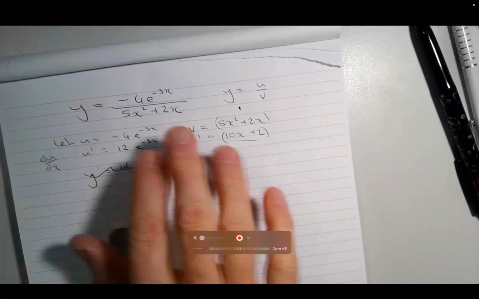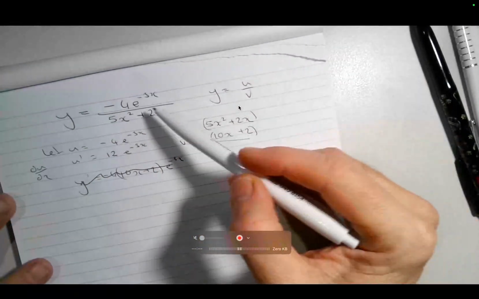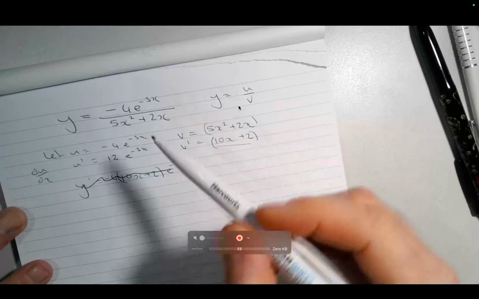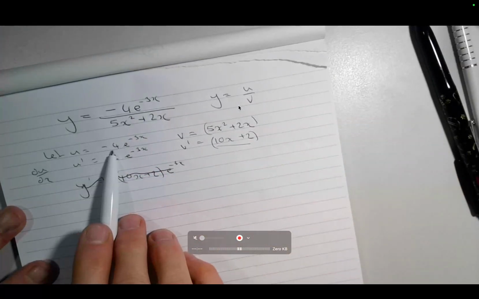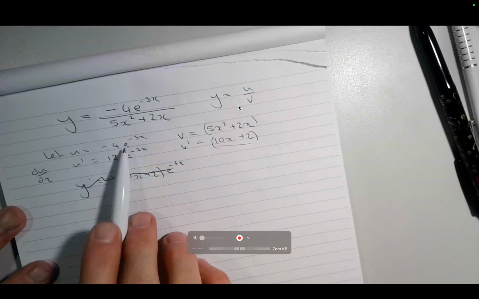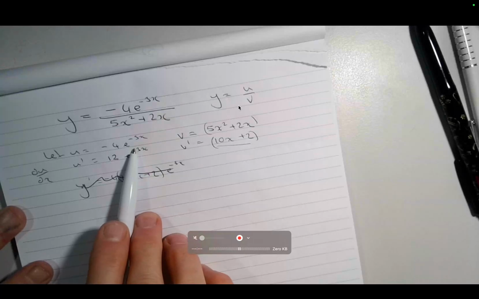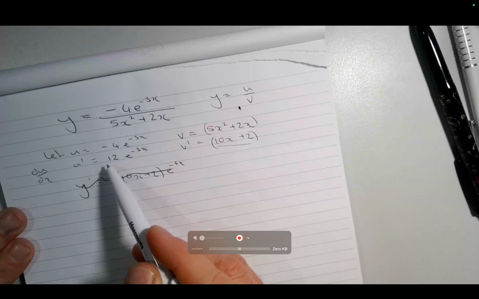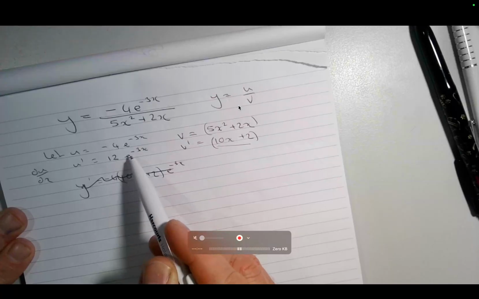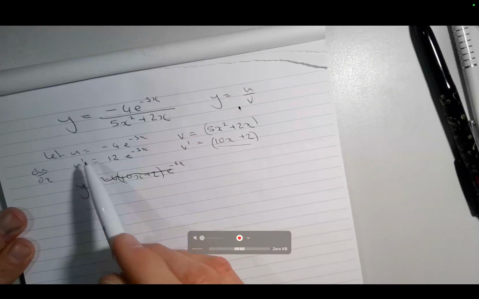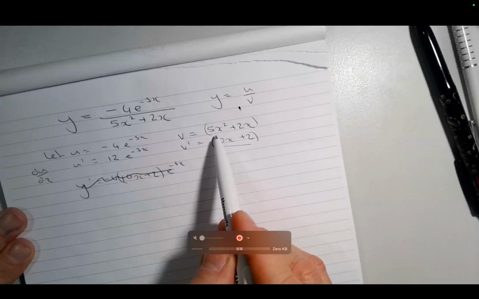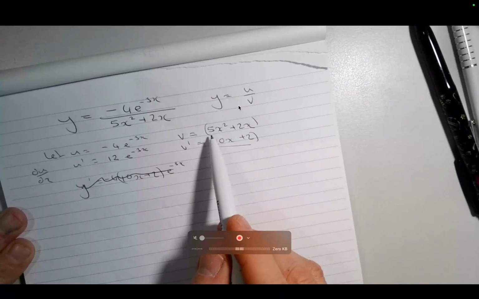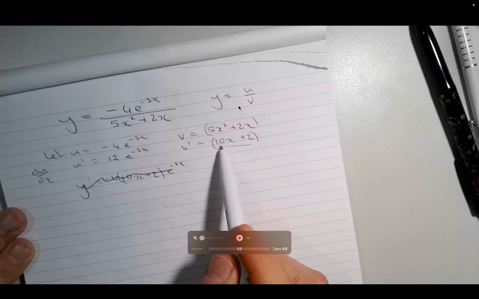Okay, so let's just go through this one here. The top bit's going to be my u, the bottom bit's going to be my v. I write it down here. u equals this thing. u dash, differentiate this. Now you should be familiar with exponentials here. So the minus 3 multiplies out, and that doesn't change. So it's 12e to the minus 3x is the derivative. Here, v is this bottom bit, 5x squared plus 2x. And differentiate that, you get 10x plus 2.